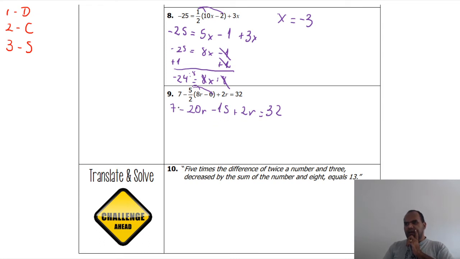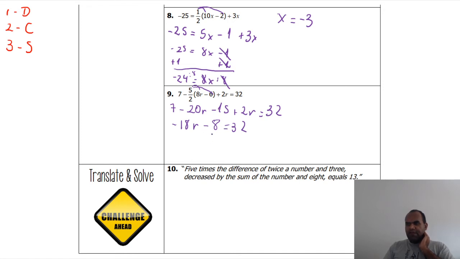I combine numbers, constant with constant, and variables with variables. Let's start with variables first. Negative 20r plus 2r is negative 18r. 7 plus 15, I think it's 22. Negative 18r plus 22 equals 32. Nice. I am right now in a two-step equation.